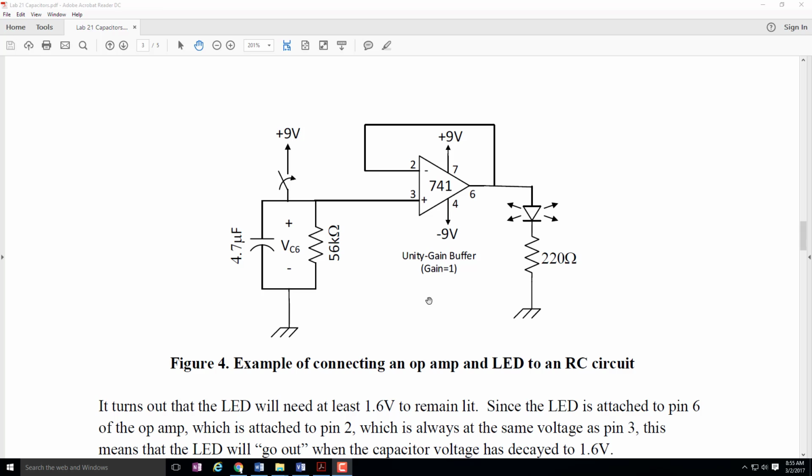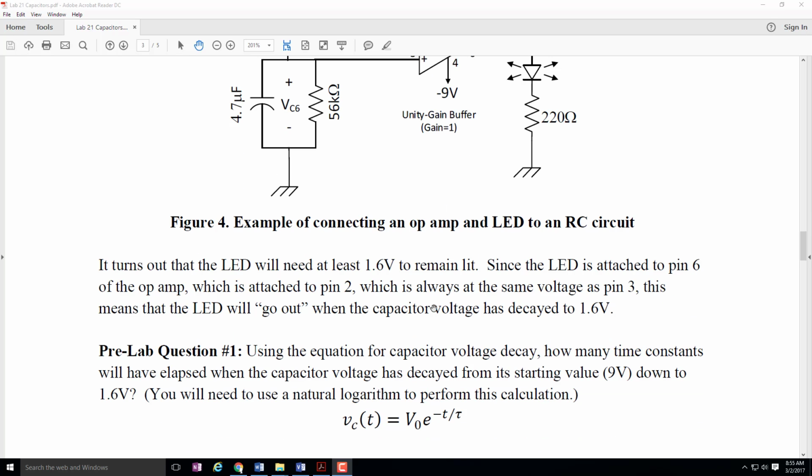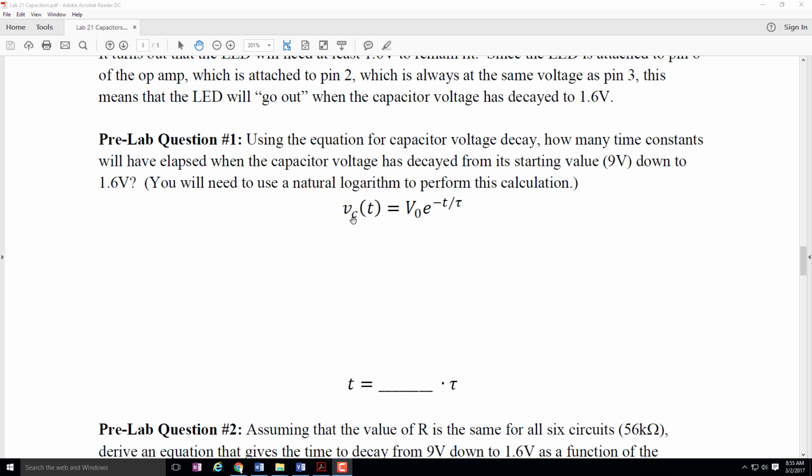So we can say, oh, you know what? We have an equation, this equation right here that tells us what is the voltage at any time given the initial voltage and then times e to the minus t over tau. So we know the initial voltage. In our system, we're going to set the power supplies up to be 9 volts.